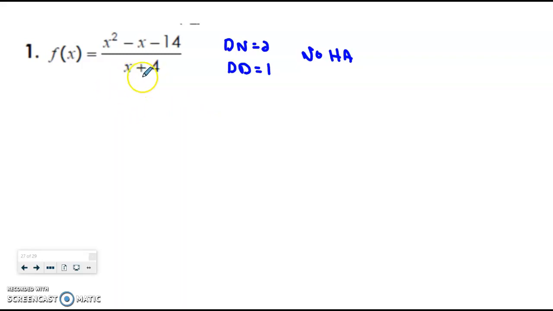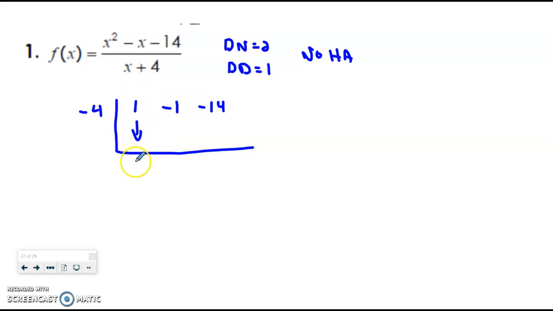In this case, because I have a binomial, I can use synthetic division to help me find the oblique asymptote. So I'm going to use negative 4 in synthetic division on x squared minus x minus 14. I have a 1, a negative 1, and a negative 14. I'm going to bring down the 1.